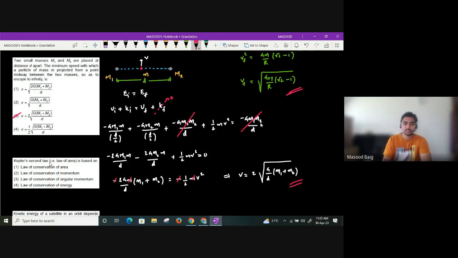Kepler's second law is based on what? dA by dt is L by 2m. L is nothing but angular momentum of the planet about the sun, which will always remain conserved. So it depends on the law of conservation of angular momentum. Clear, everyone? Yes or no?